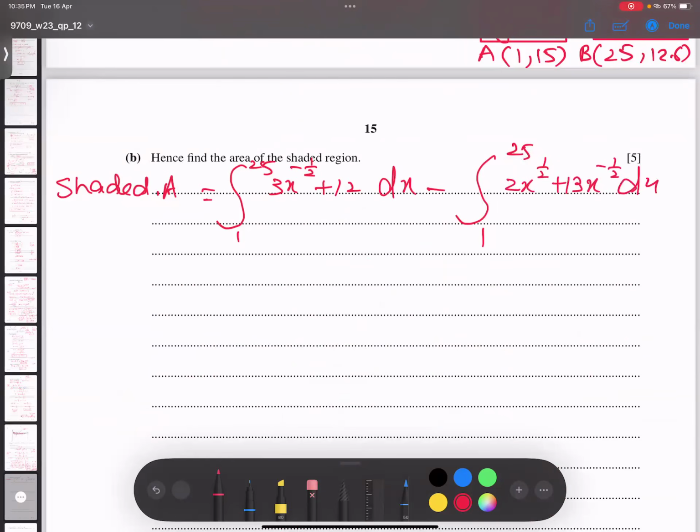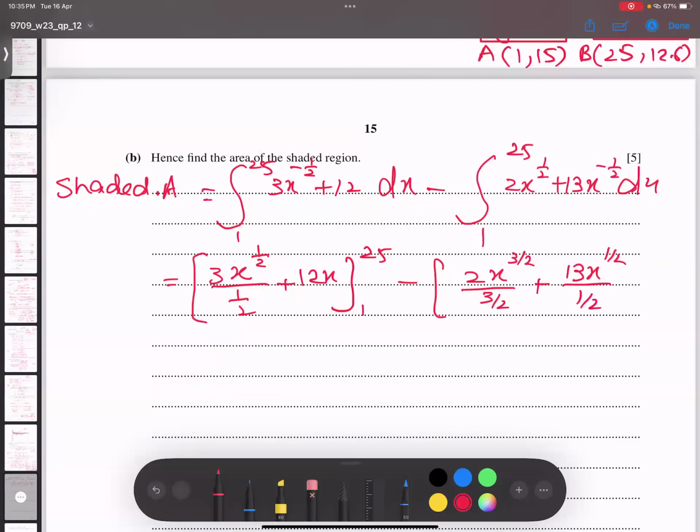Now I'm going to integrate. And what is the rule of integration? Increase the power by 1. So negative half becomes positive half, and down positive half. And 12 becomes 12x. A lot of patience is required. Increase the power by 1, I get 3/2 and 3/2. Increase the power by half, so half over half.